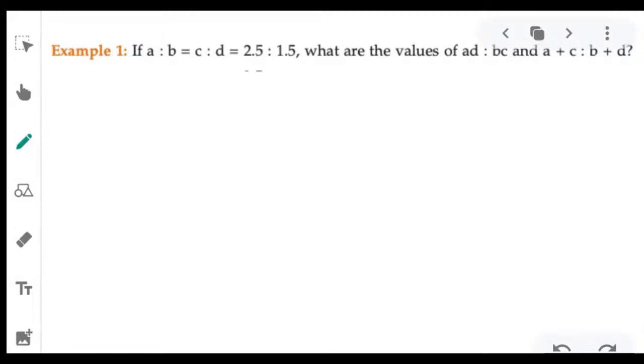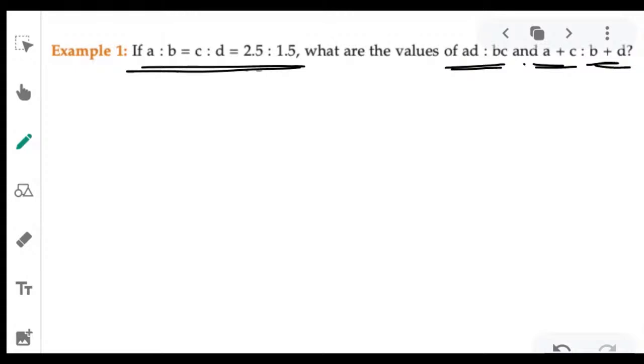Lavanya? No? Okay. Nandini, can you read the question for me? If A is to B is equal to C is to D equal to 2.5 is to 1.5, what are the values of AD is to BC and A plus C is to B plus D? So they gave you the proportion and they are asking to find these individual ratios.